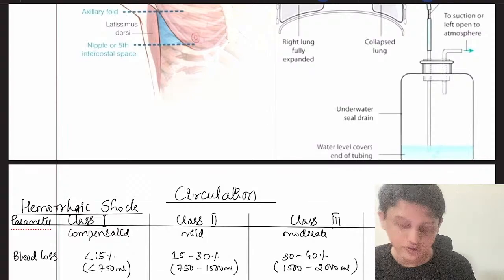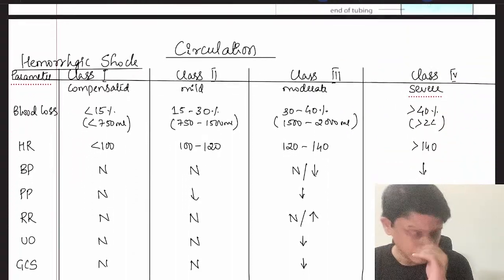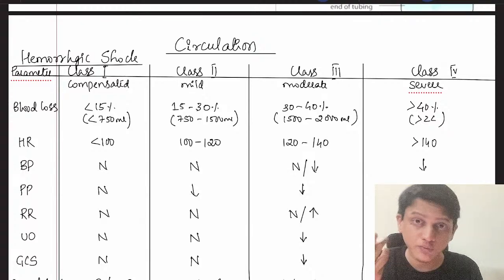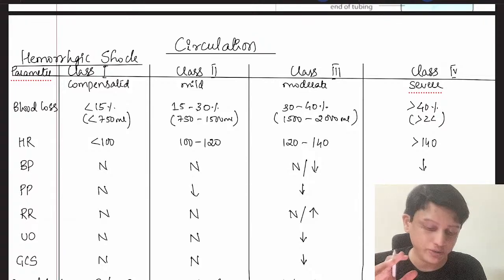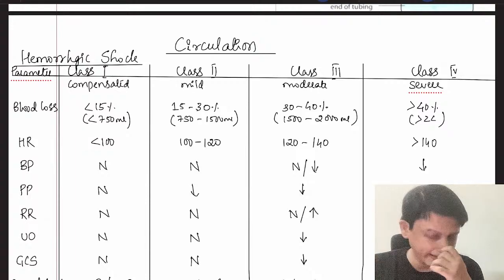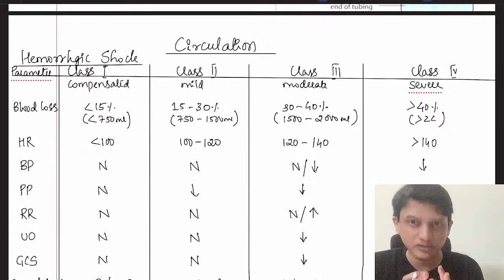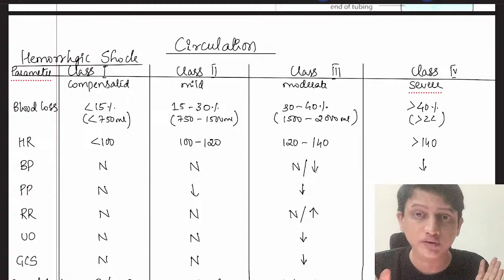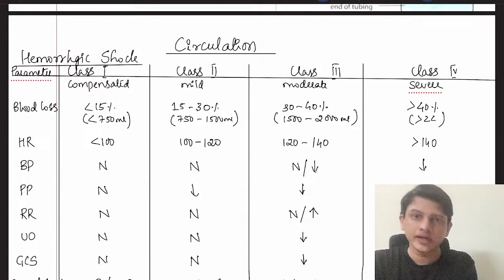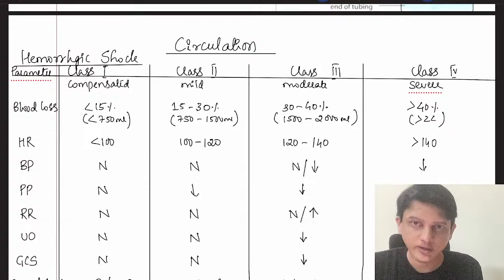Okay, coming to the circulation. I told you so many types of shocks are there. For your exam point of view, what's important is hemorrhagic shock. In hemorrhage, depending on how much blood volume is lost, it can be classified into class 1, class 2, class 3, class 4. Class 1 starts when the minimum blood is lost, say less than 15% of the whole blood volume. If you have 5 liters of blood, and some 600 ml is lost, it's less than 15%, so it is called class 1.